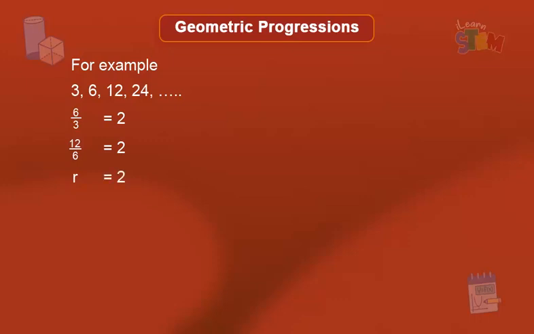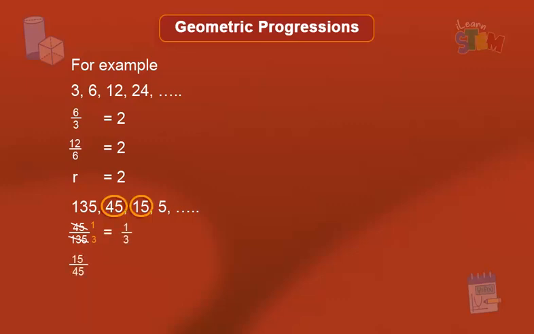Now, let's look at another sequence. To find the common ratio, we divide each term by its previous term. 45 divided by 135. Let's solve. 45 divided by 45 is 1. 135 divided by 45 is 3. The result is 1 over 3.